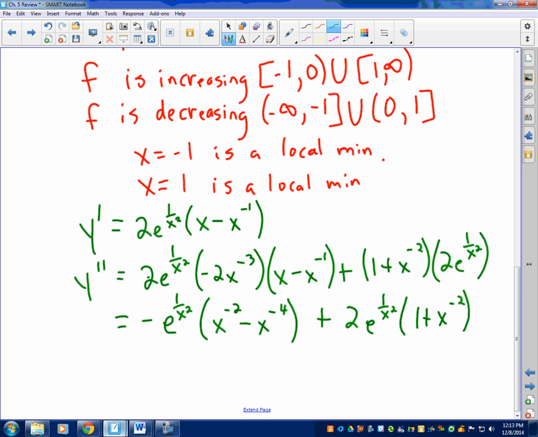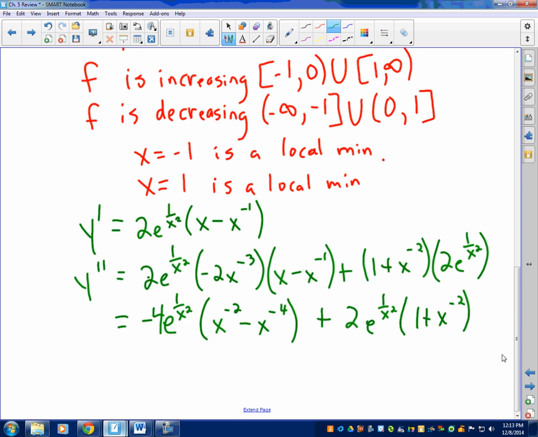Negative 2, this should be a negative 4 here. So 2 times 2 is 4. So it should be negative 4e to the 1 over x squared. And then what's left over is this: x to the negative second minus x to the negative fourth. And then here, I just left it as is, just changed the order.